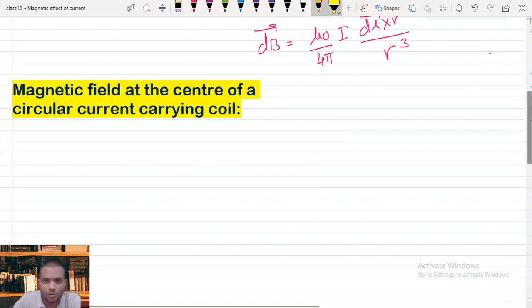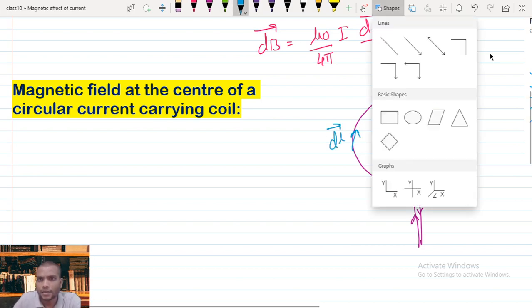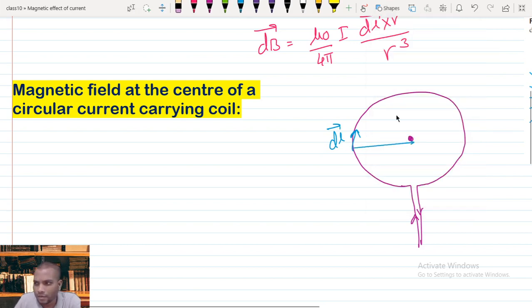Let me draw a loop first. This is a circular loop of radius small r. In this loop the current is flowing in this direction, and this is the center of the loop. Now we need to take a small elemental length. This is the elemental length dl, which makes an angle with the position vector r bar. The current in the loop is flowing in the clockwise direction. This is the direction of current.